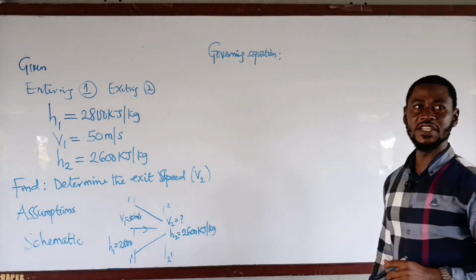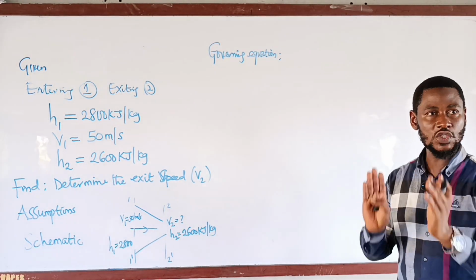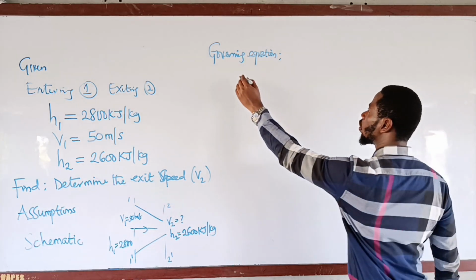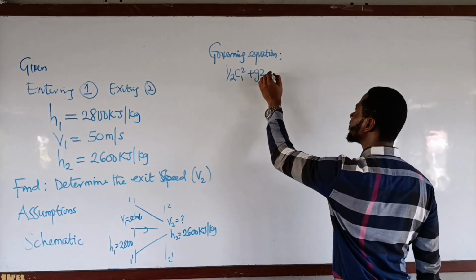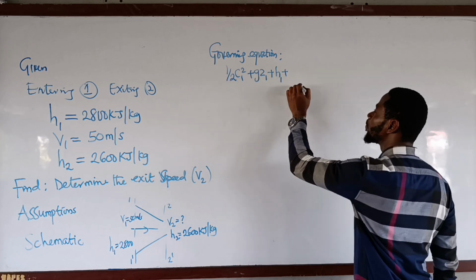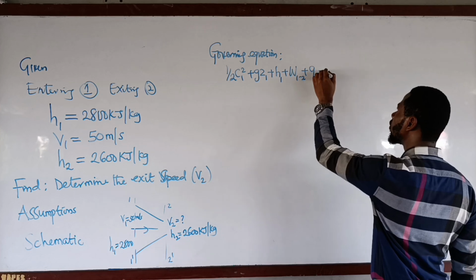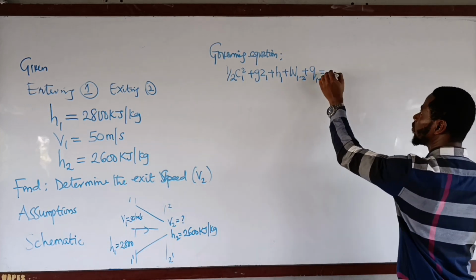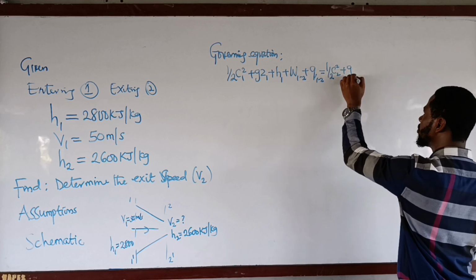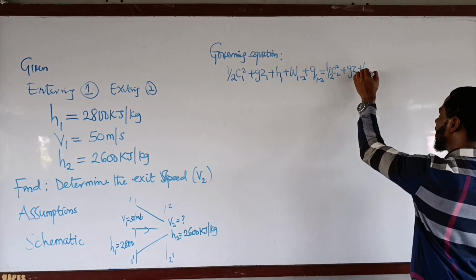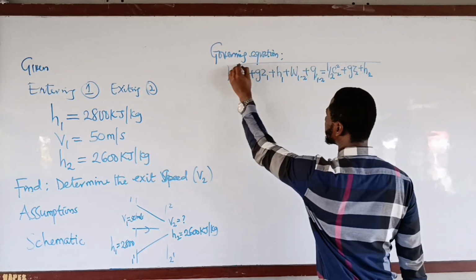The governing equation in this state is the steady flow energy equation. So you need to write everything out. So we have 1/2 C1 squared plus gZ1 plus H1 plus W1-2 plus Q1-2 equals 1/2 C2 squared plus gZ2 plus H2. This is the steady flow energy equation.